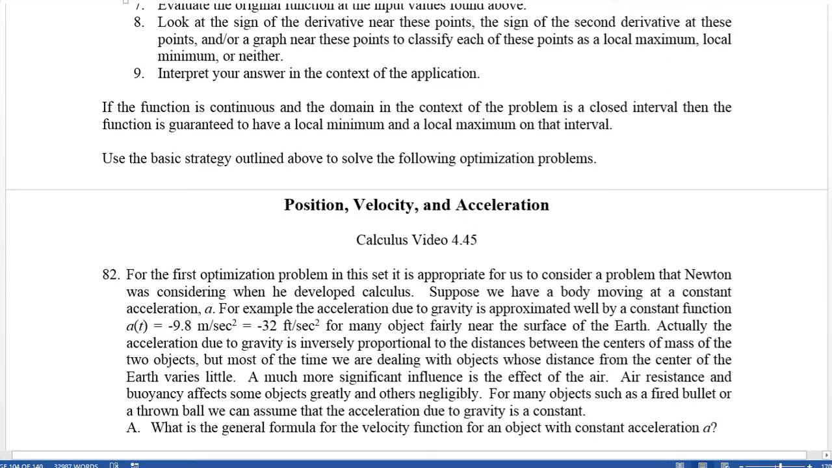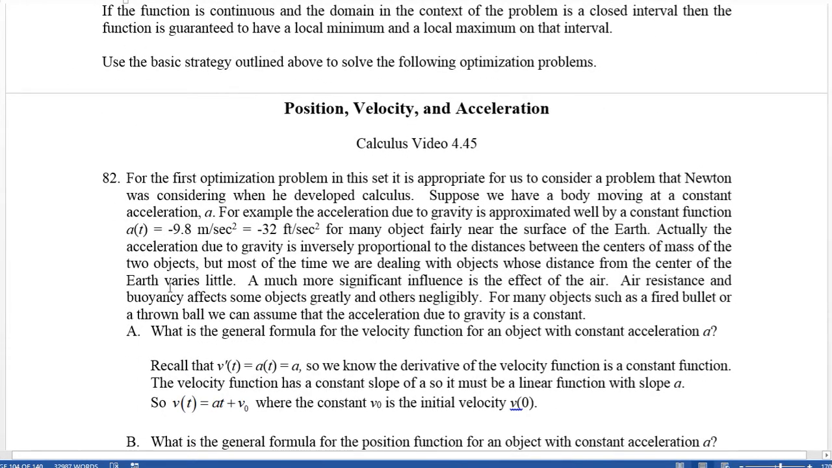Now notice I'm going a little bit backwards from something we've done in the past. See if you can figure this out. What would it be? Well, the acceleration is the derivative of the velocity. So this time we know the derivative is a constant. But wait a minute, we know that the derivative is the rate of change. A function with a constant rate of change must be a linear function. And so it's a linear function with slope a, and let's say the input variable is t for time. So it's a times t plus some constant.